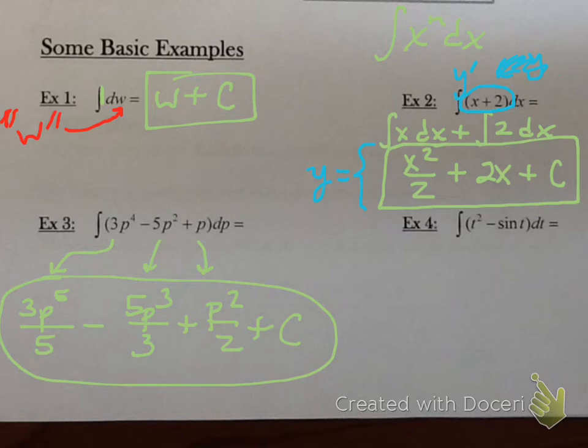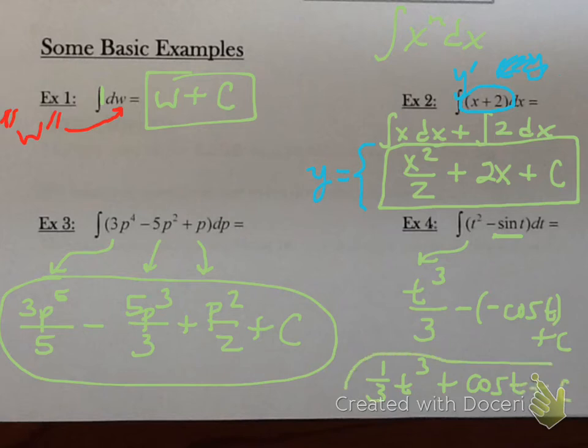And then finally, example 4, t to the 3rd over 3. Now this is the tricky one. Integral of sine. So you're thinking, what did I derive to get sine? And the answer is, it's really negative cosine. And then, of course, plus c. So the cleaner answer here would basically be 1/3 t to the 3rd plus cosine of t plus c.